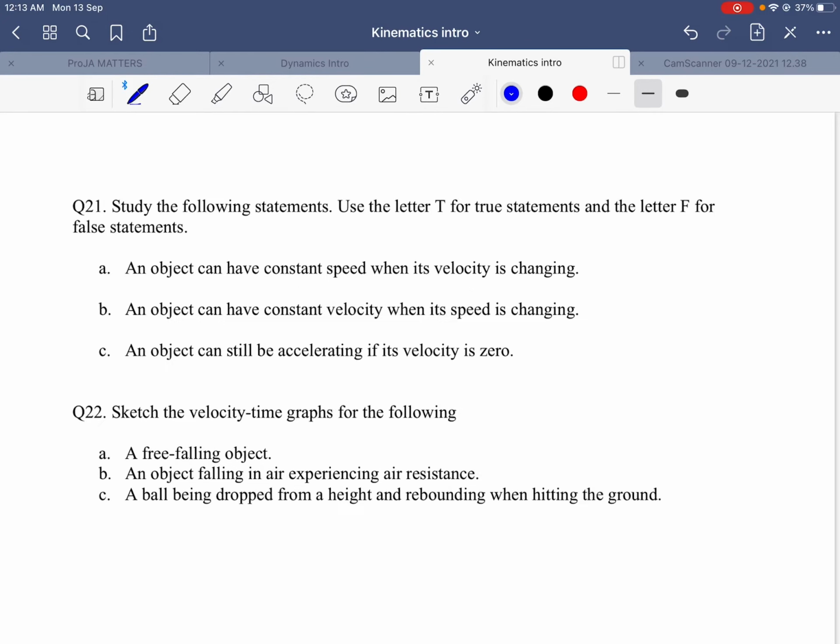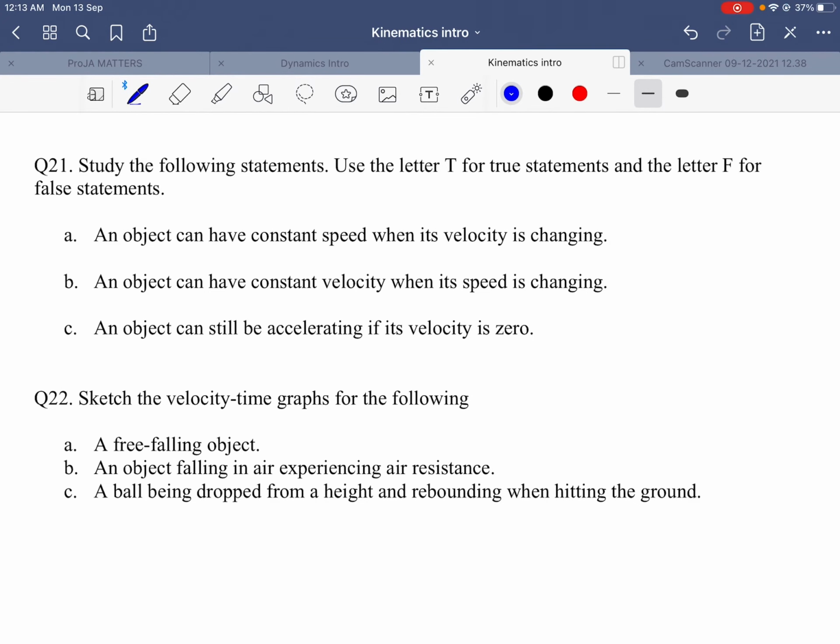Alright, so question 21 is just true or false questions. Letter T for true and letter F for false. Okay, let's take on these questions one by one. Let's read the first one. An object can have constant speed when its velocity is changing.